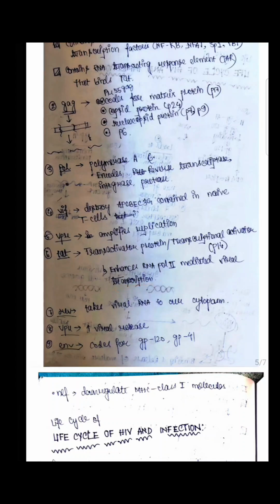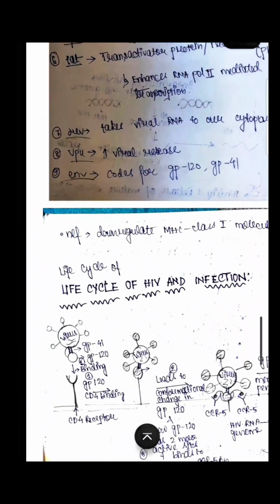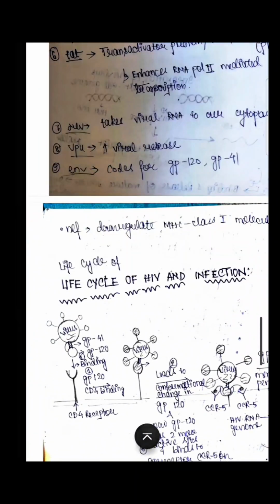Next we have REV. What is REV? This REV gene takes the viral RNA to our cytoplasm, as we can already see here. Next we have the VPU, which increases the viral release. Next we have the ENV, which codes for GP120 and GP41, and together we call it the GP160 that I'm talking about in every video.